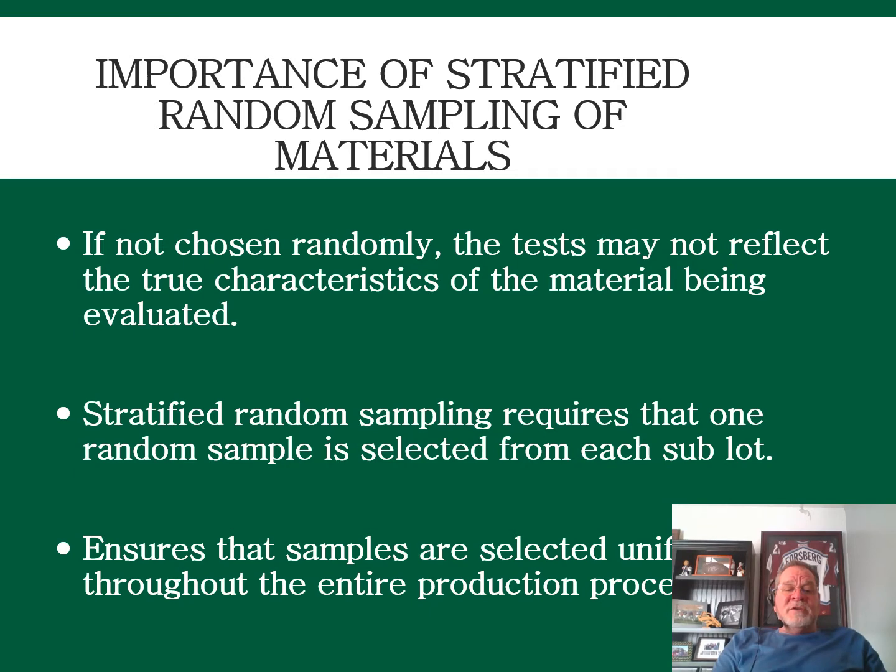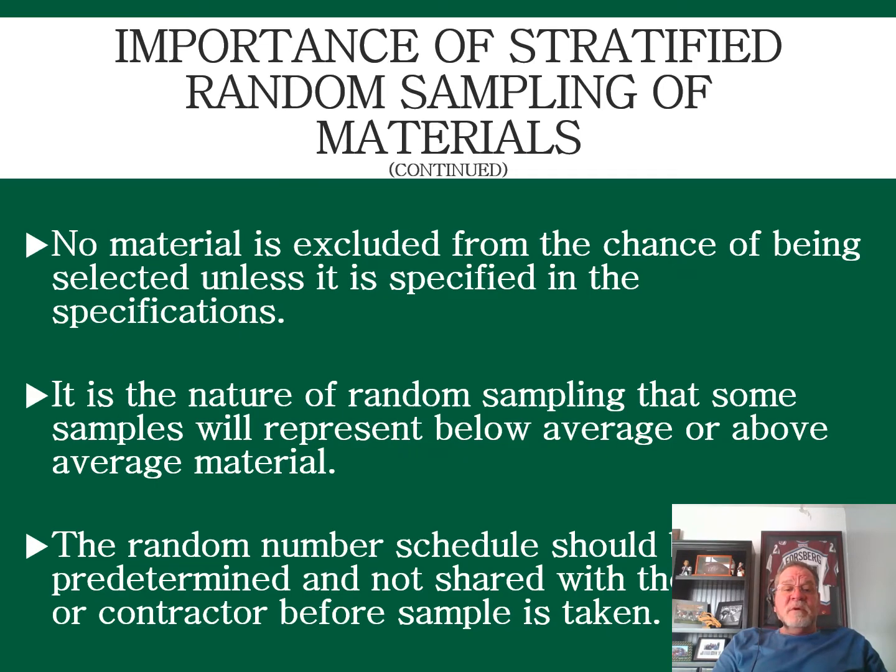Stratified random sampling requires that one random sample be selected from each sublot and assures that the samples are taken in a satisfactory manner and throughout the entire production process. No material is excluded from the chance of being sampled. It is the nature of random sampling that some samples will represent below average or above average material. The random number schedule should be predetermined, but not shared with the contractor before the sample is taken, so that the contractor or anybody sampling has no idea where it's coming from, and it is truly a random sample.